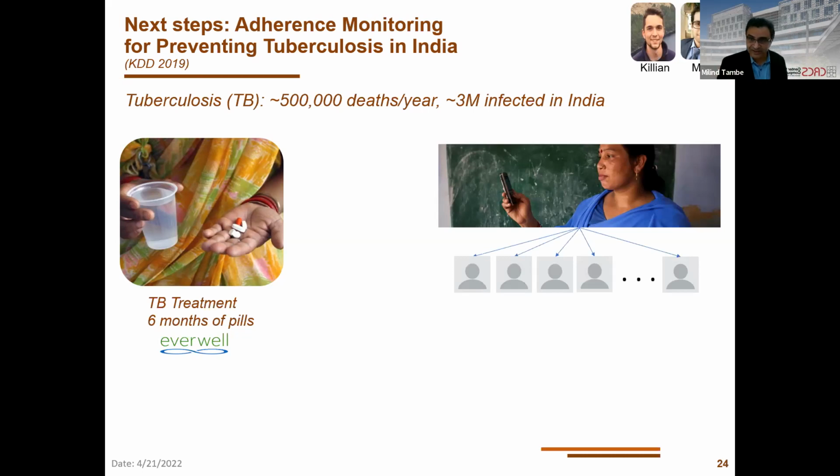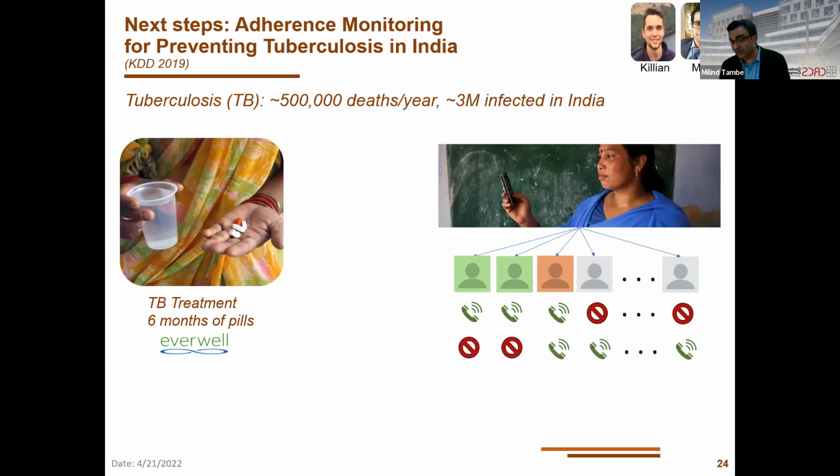So again, you have a health worker, and they have a number of TB patients under their care. The health worker chooses to call the first 3 patients here. She then comes to know that 2 of them, shown in green, had taken their medicine and the red one had not. She has to choose who to call tomorrow as the next 3 patients to call. She may call these 3.